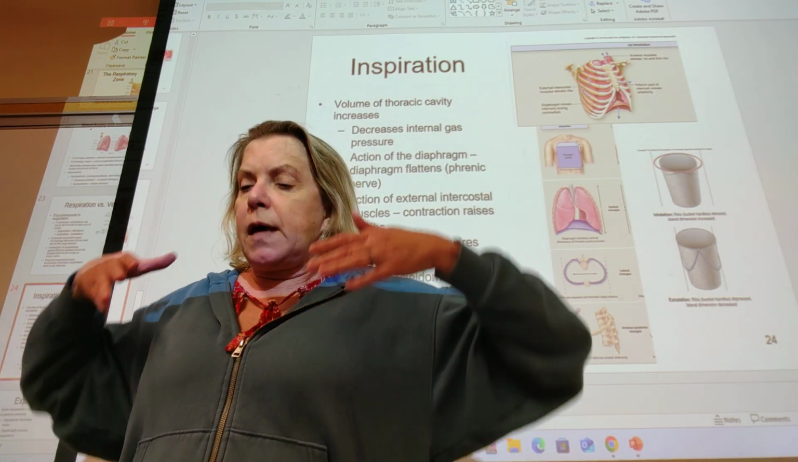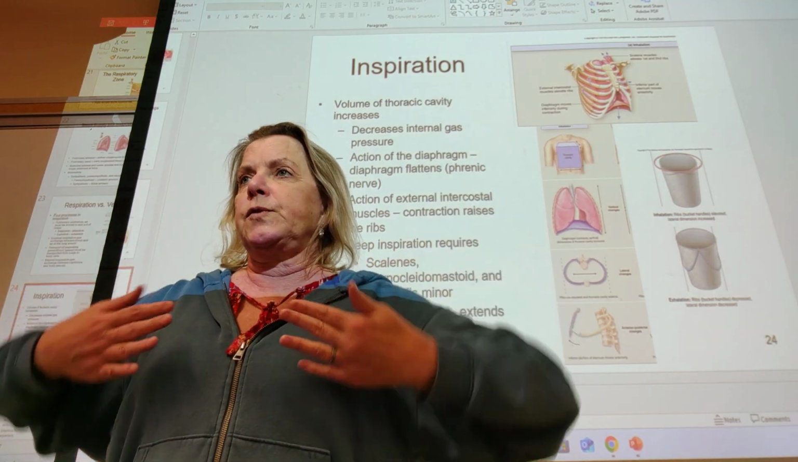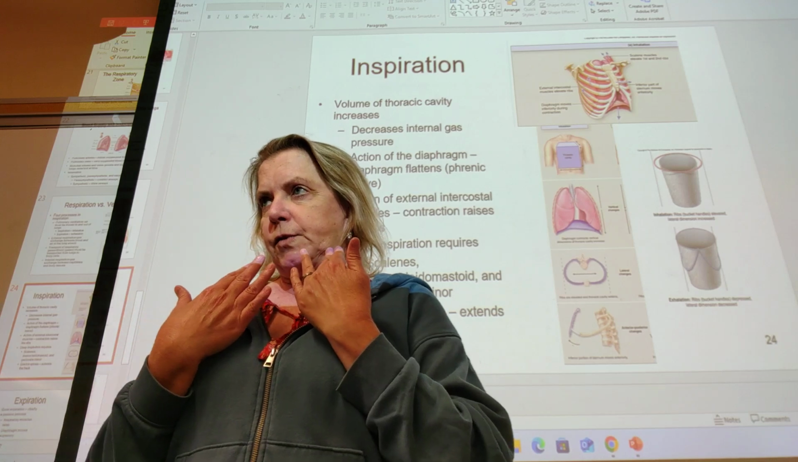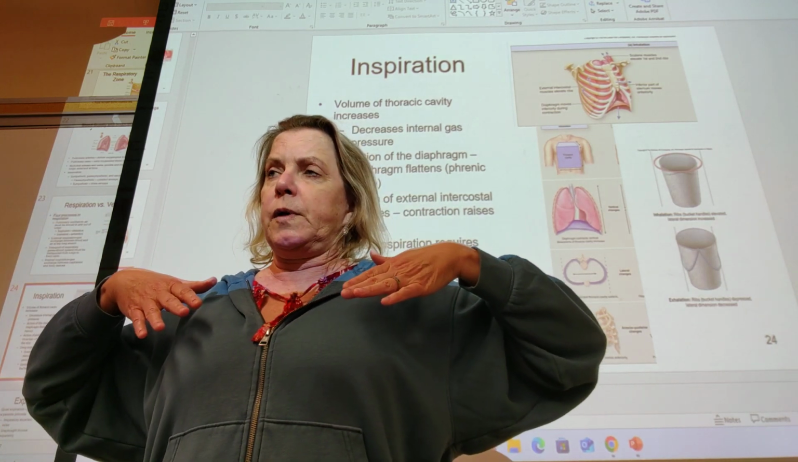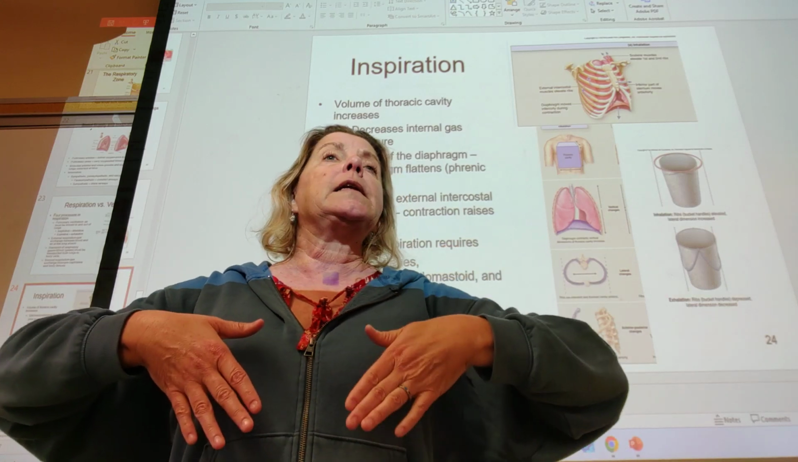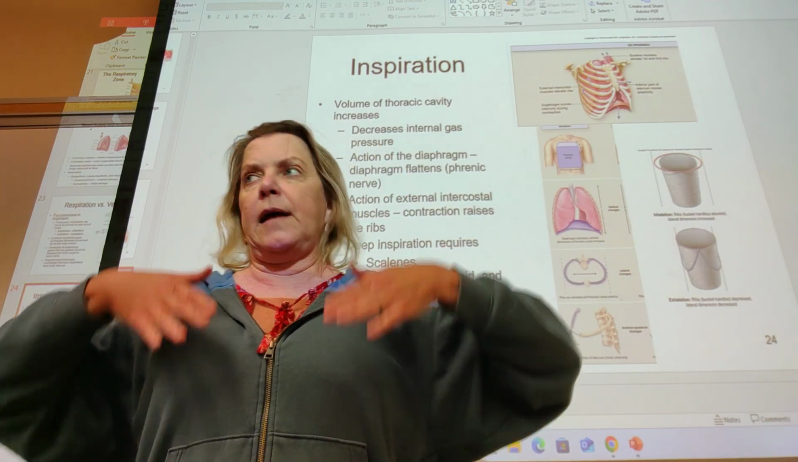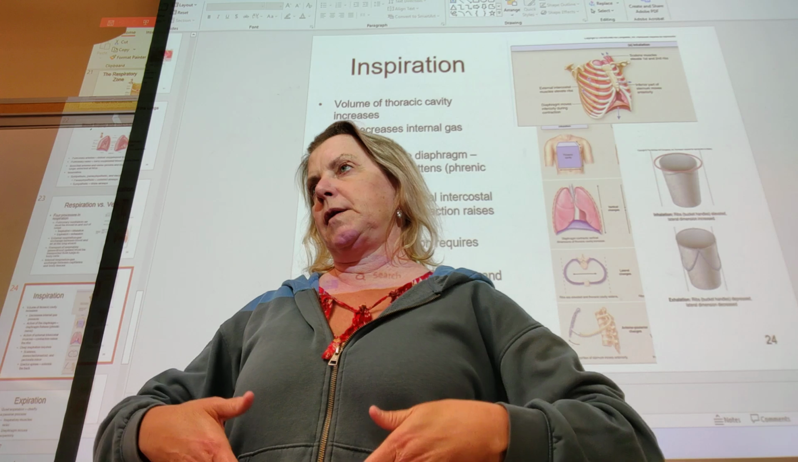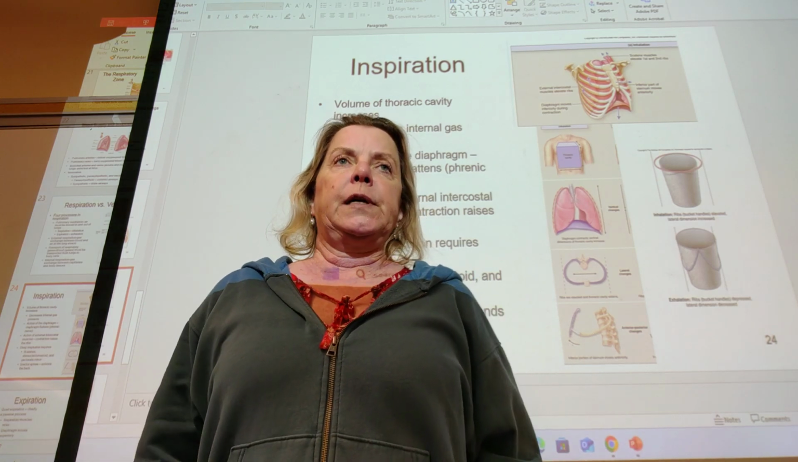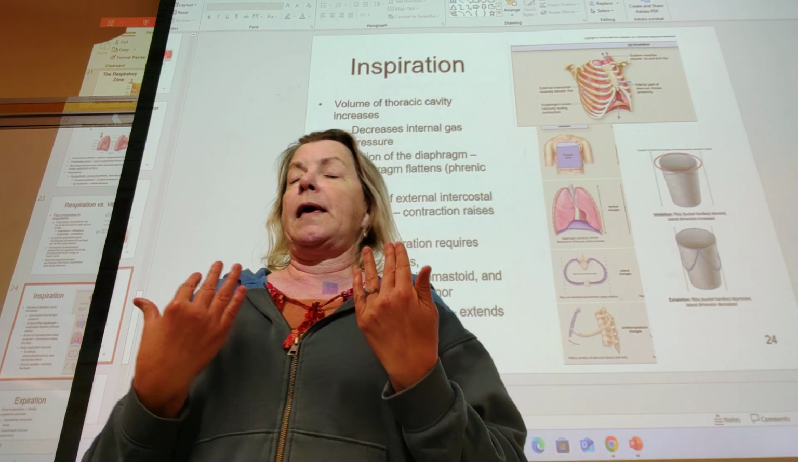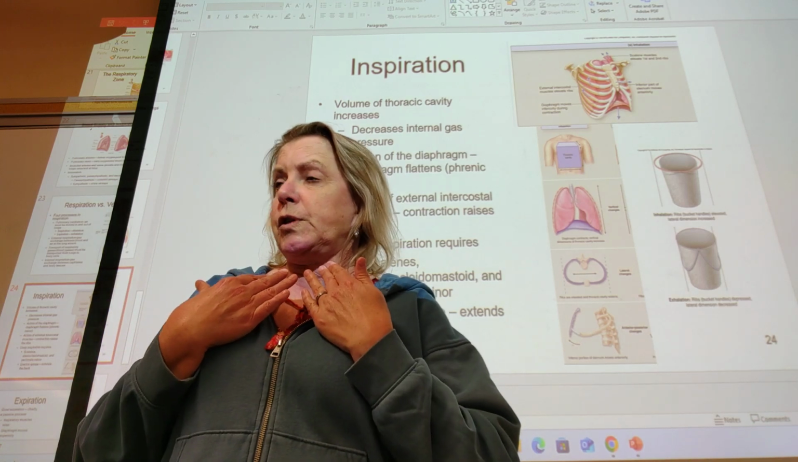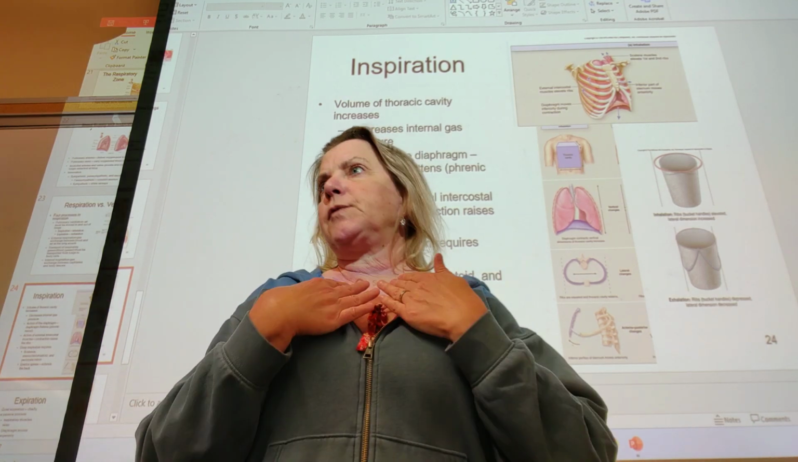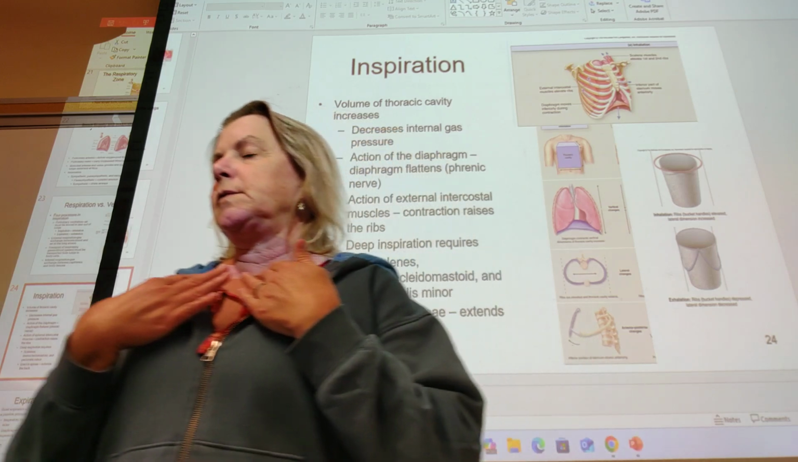Next, we have external intercostals and internal intercostals. External go from an upper rib, a superior rib, and insert on an inferior rib. Hands to pockets, as I like to say. Internal intercostals have their origin on an inferior rib, and they insert on a superior rib. Hands to chest, as I like to say.